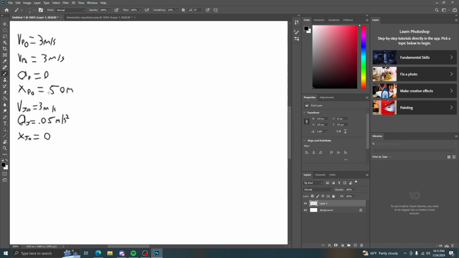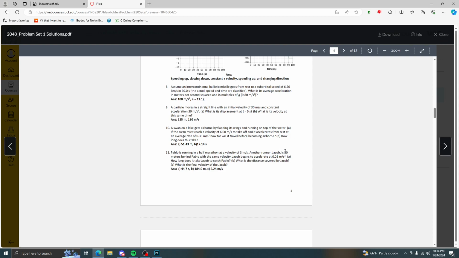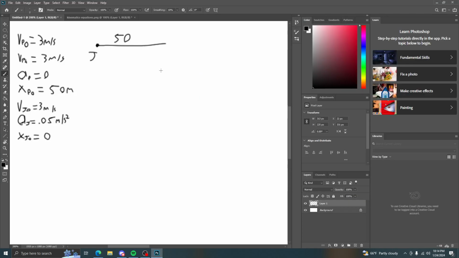Now, Pablo's initial position, there's a lot of different ways to do it. I think the simplest way is to just make Jacob at 0 right here and Pablo, because it says Jacob is 50 meters behind Pablo, just make Pablo at positive 50. You could make Jacob at negative 50 and Pablo at 0, but I don't know why you would do that. And you could also, I guess, make Jacob at 25 and Pablo at 75, but don't.